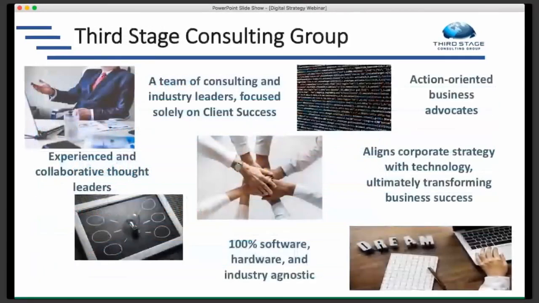So a little bit about Third Stage Consulting. We're a team of consulting and industry leaders. We're focused solely on client success. We're very much a client-focused organization. That's one of the strategic imperatives and one of the values that we share as an organization, really being client-focused and focused on what's best for the client, not what's best for us.